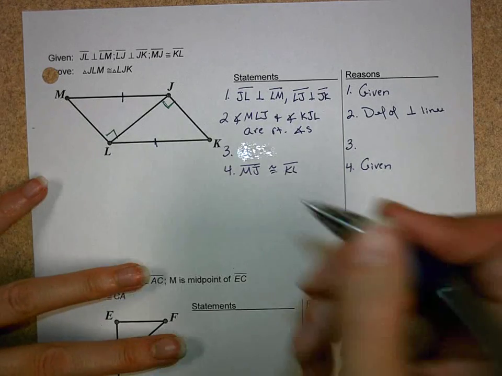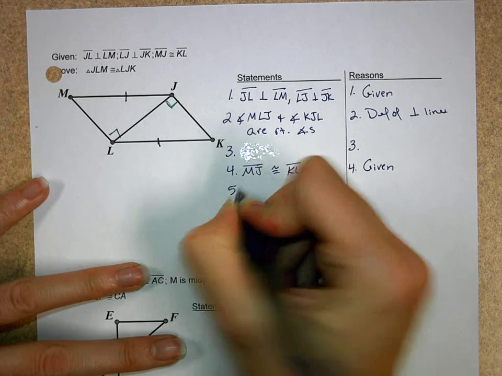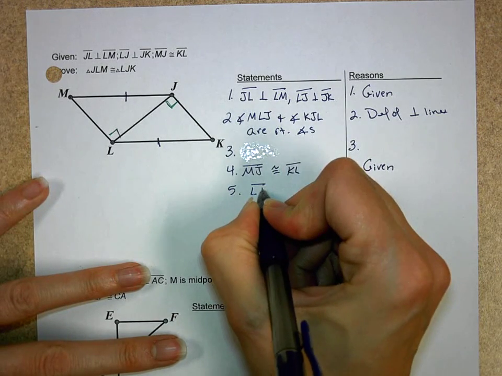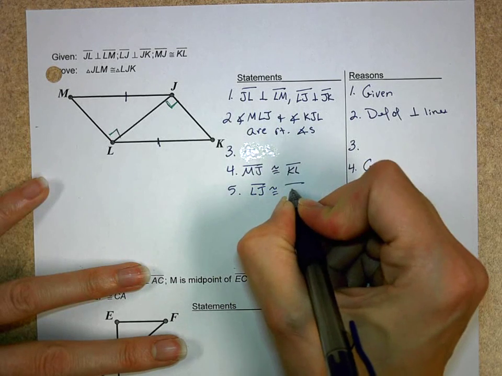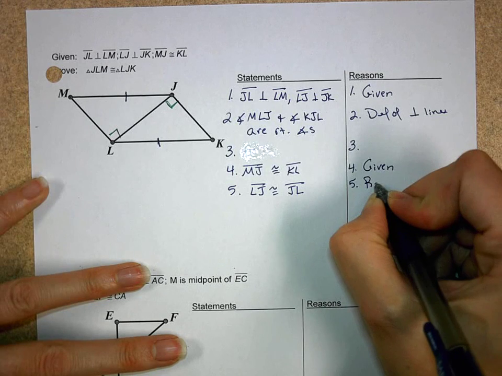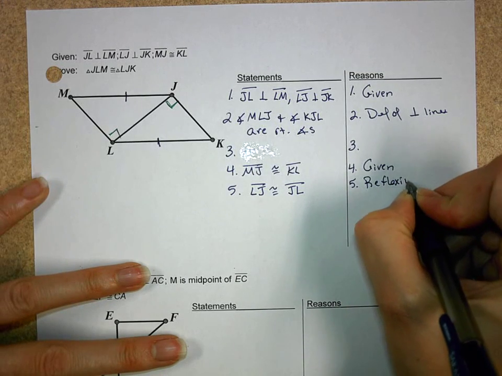Really all I see here is the fact that segment LJ is going to be congruent to segment JL. How do I know that? That's the reflexive property. Now I want you guys to look at this.